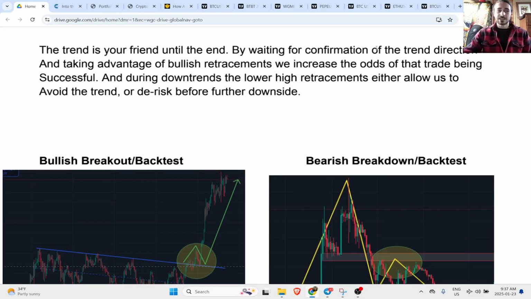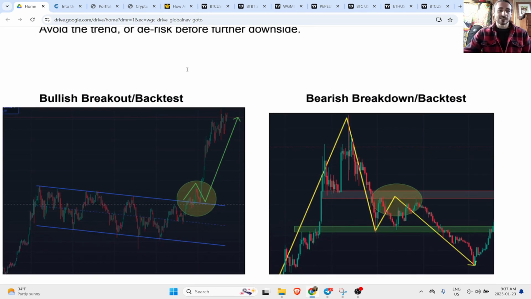By waiting for confirmation of the trend direction, we increase the odds that the trade is successful. And during downtrends, it allows us either to avoid buying that falling knife, or it might even allow us an opportunity to exit our trade if we do expect further downside.